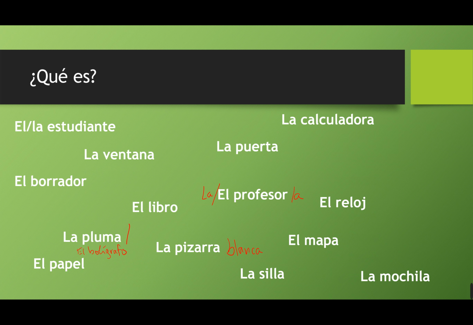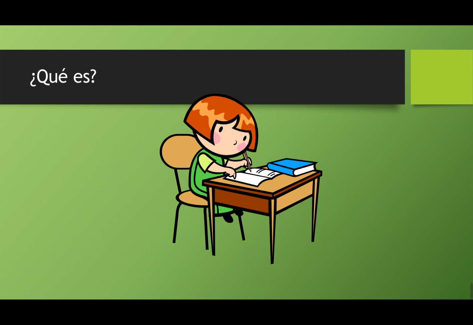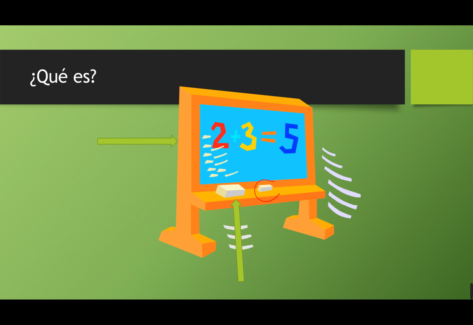La ventana. Window. La mesa. A desk. Bien, pues aquí hay unas cosas. I want you to tell me what they are. Esto. La pizarra. El borrador. Y aquí, I didn't name this, but this is la tiza o el gis.